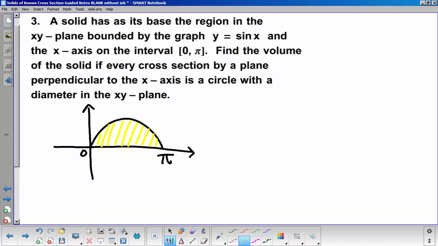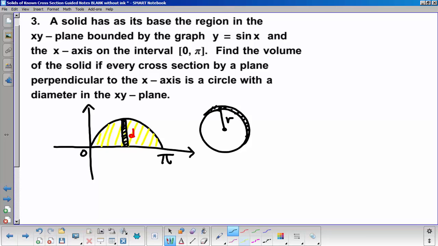Find the volume of the solid if every cross-section perpendicular to the x-axis is a circle with its diameter in the xy plane. So my cross-section here, when I pull it out now, is a circle, and this is the diameter. So I'm going to pull out my circle. There it is. So it's sticking out of the board at us and through the other side. The diameter is in the middle. You see what I'm saying? So it's poking out the front and the back of the board.